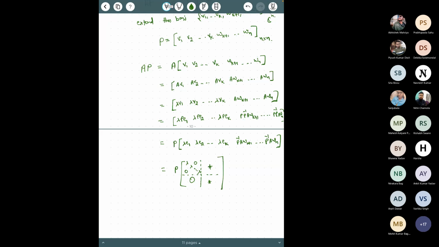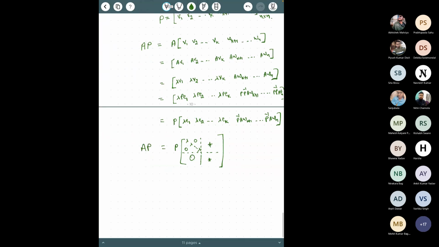Now the left-hand side is equal to AP, and P is invertible, so I can multiply by the inverse from the left-hand side. So P inverse AP is equal to this matrix: lambda I here, 0, and this one.